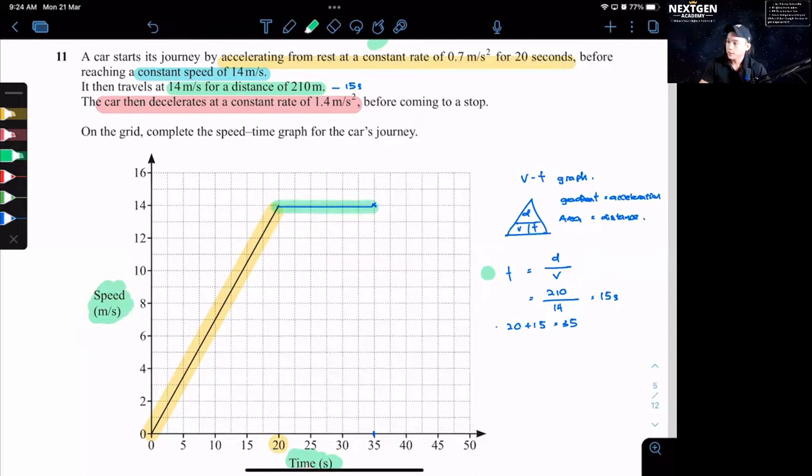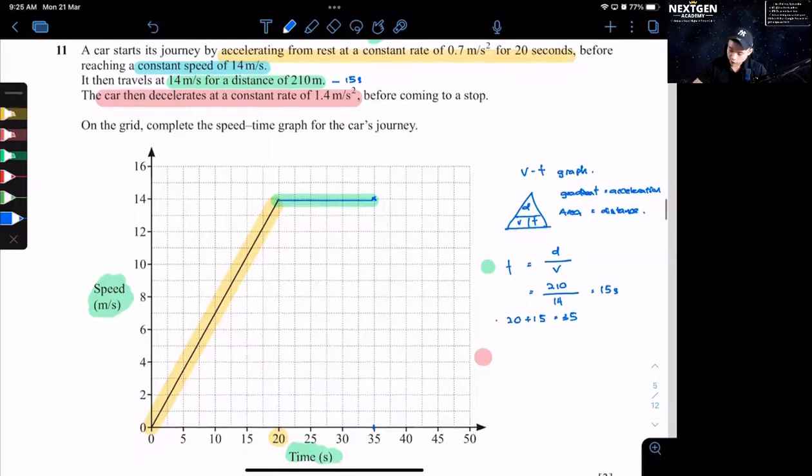Then the last part, the red color section. It then decelerates at a constant rate of 1.4 meter per second square. Now it is traveling at 14 meter per second. That's the speed. Acceleration or deceleration, let's just write this formula. Acceleration is equal to final speed minus initial speed.